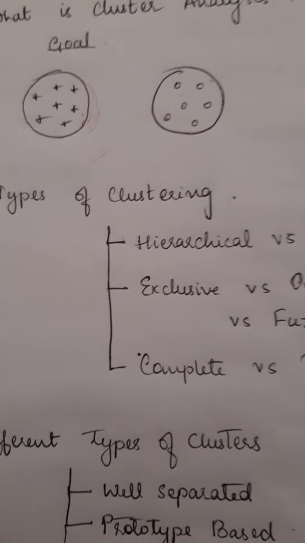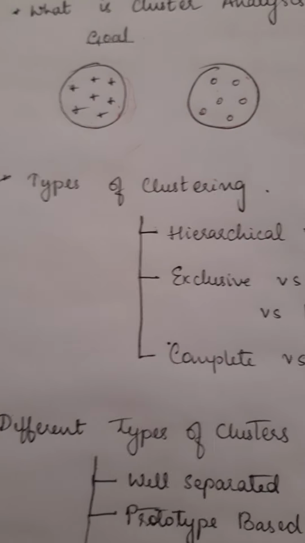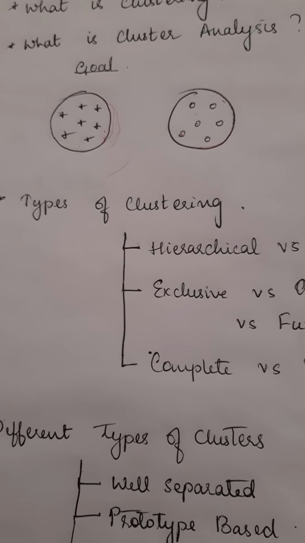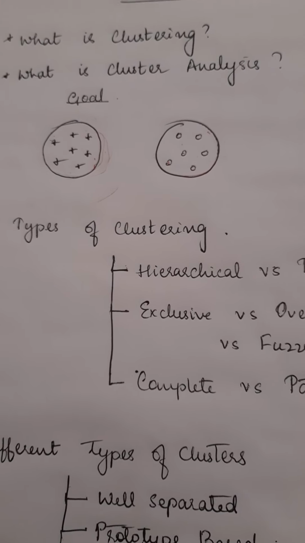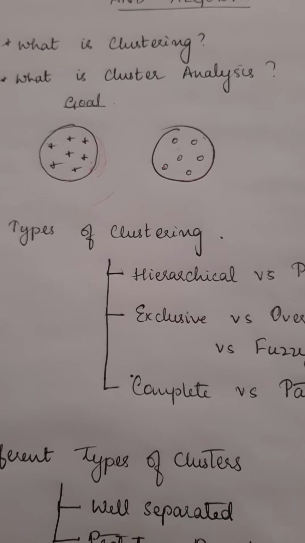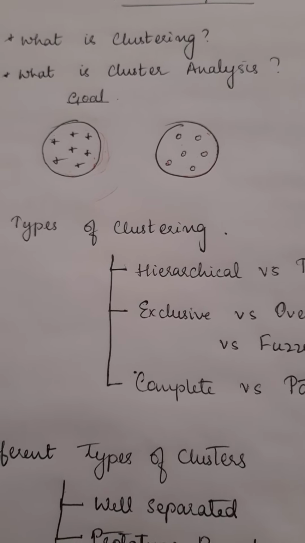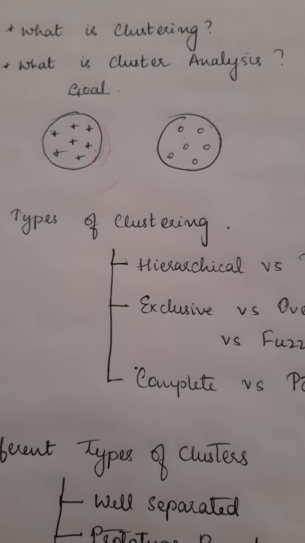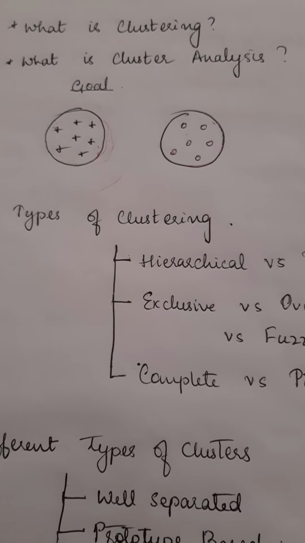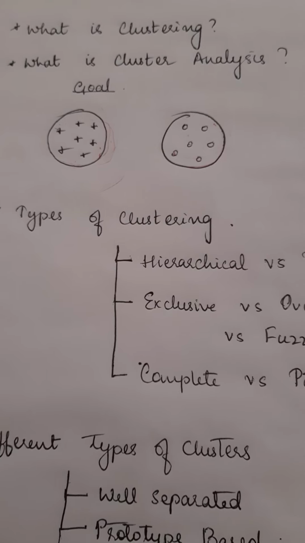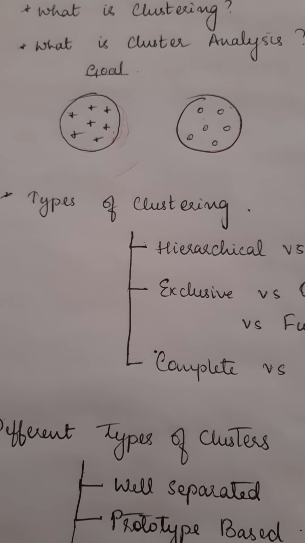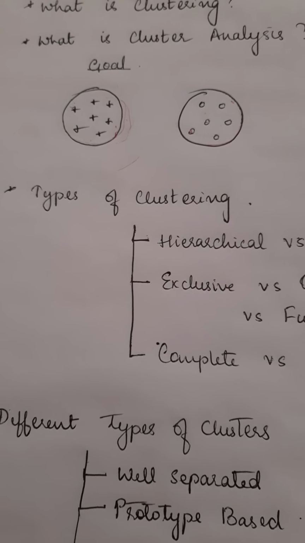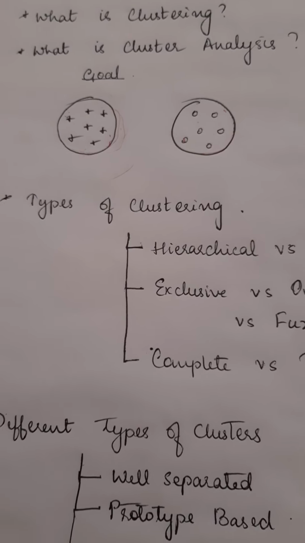So what is clustering or cluster analysis? It is the task of grouping a set of objects in such a way that objects in the same group are more similar to each other than to objects in the other groups. The main use of clustering is in data mining and sometimes in statistical data analysis. Many other fields use it too, like machine learning and pattern recognition. There are many fields which use clustering.